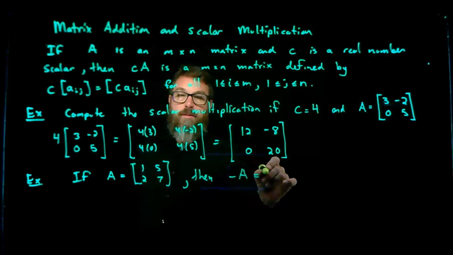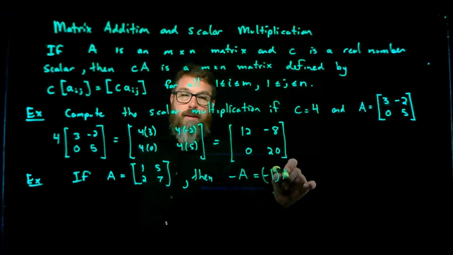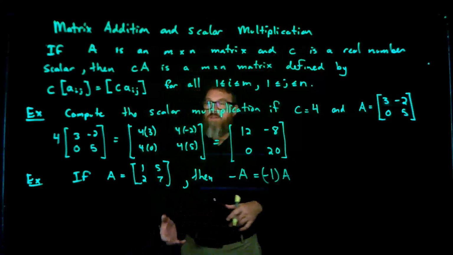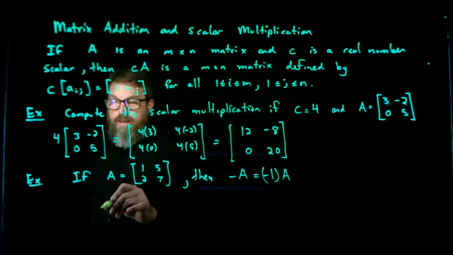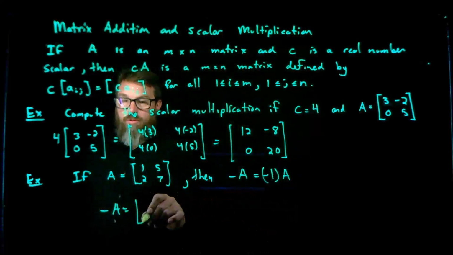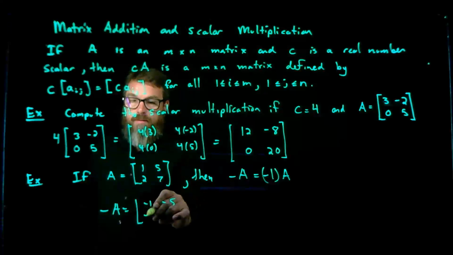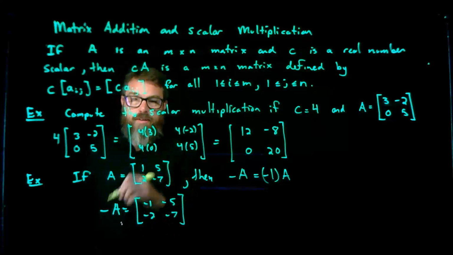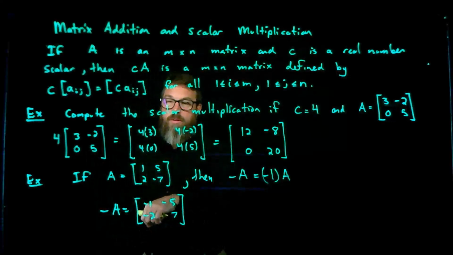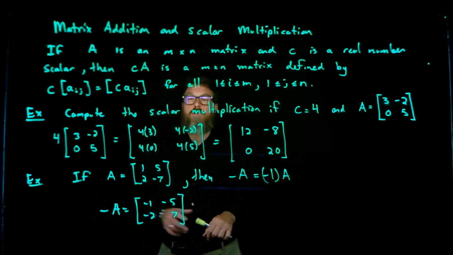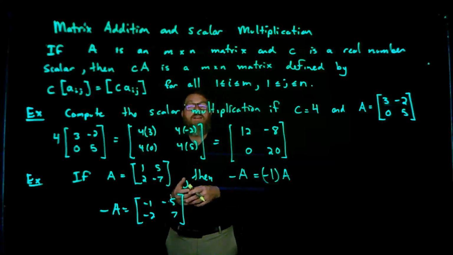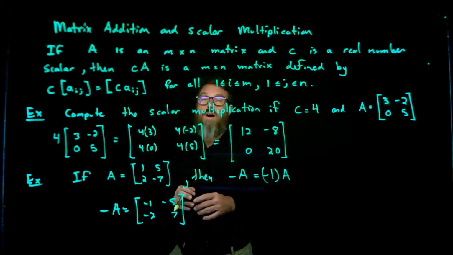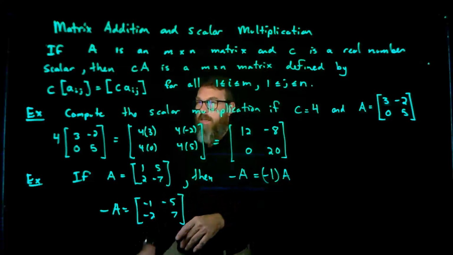negative A is merely just negative 1 times matrix A. So what you can do is you can just multiply all these components times negative 1. So what that would mean is that negative A is just going to be equal to minus 1, minus 5, minus 2, minus 7. And they don't all have to be positive. If this is a negative 7, well, if I multiply by negative 1, that just becomes positive 7. So it's just the opposite of all the entries. So what this will allow us to do is eventually define subtraction through the combination of addition and scalar multiplication.